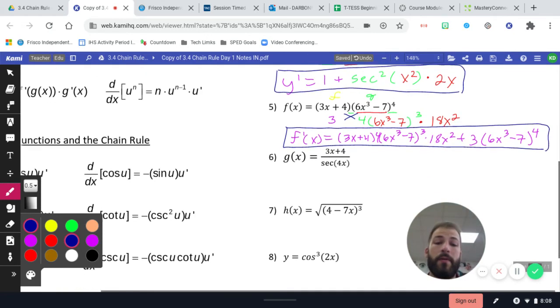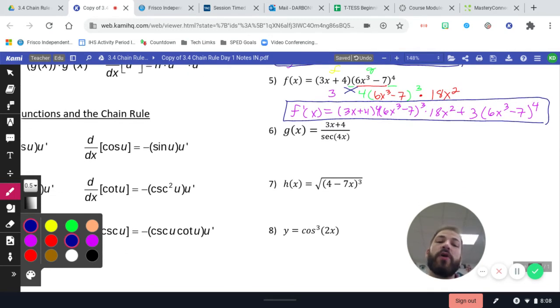Number 6, we have 3x plus 4 over secant of 4x. So this one is a quotient rule. So we're doing our low d high: low function on the bottom, high function on the top. The derivative of 3x plus 4 is just 3. For the derivative of secant of 4x, once again, the outside function is secant and the inside function is 4x.